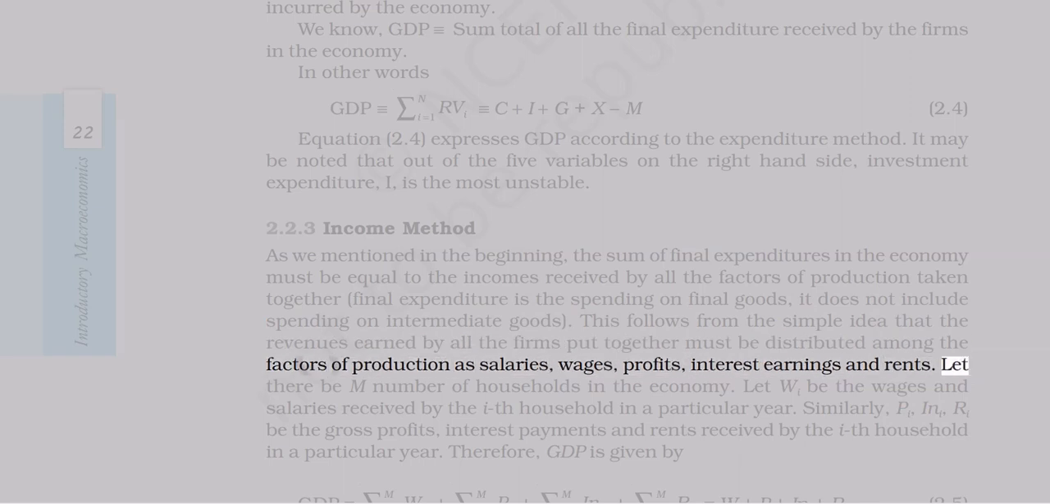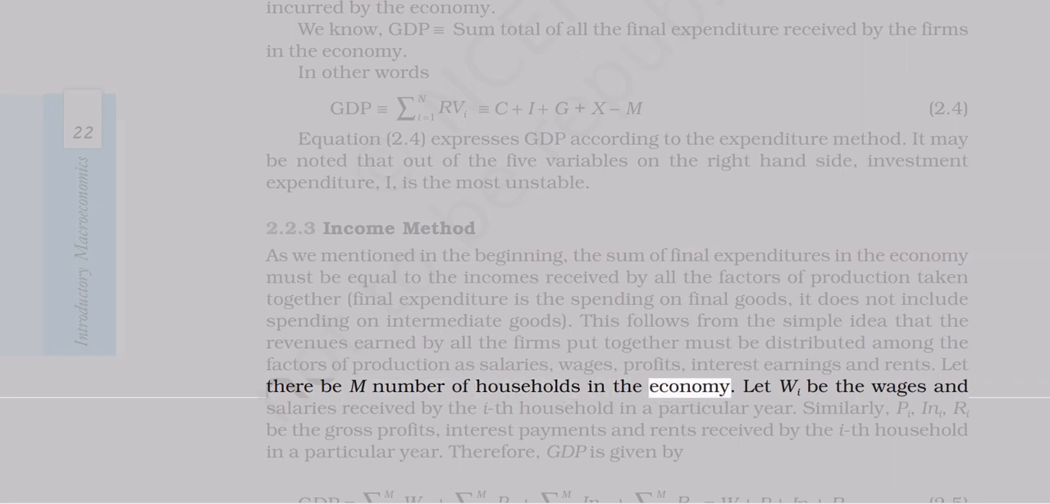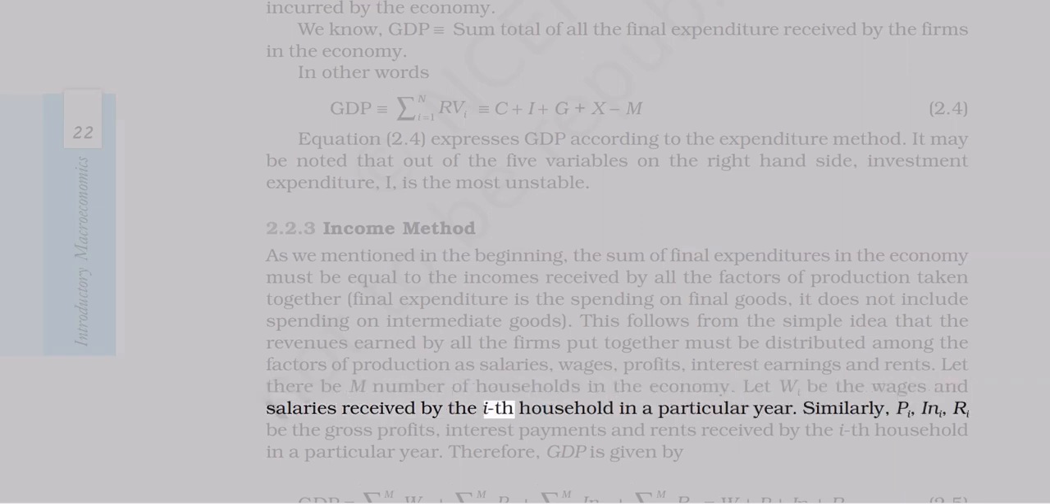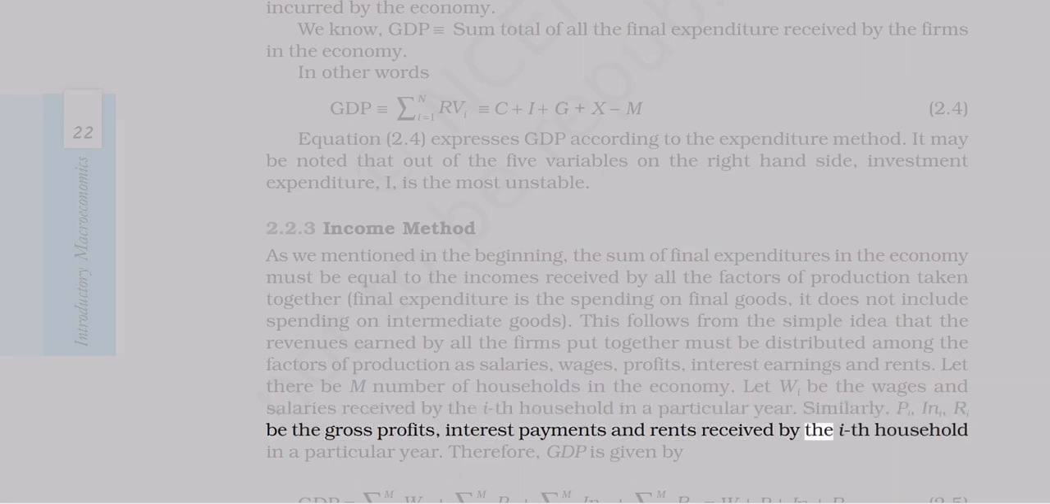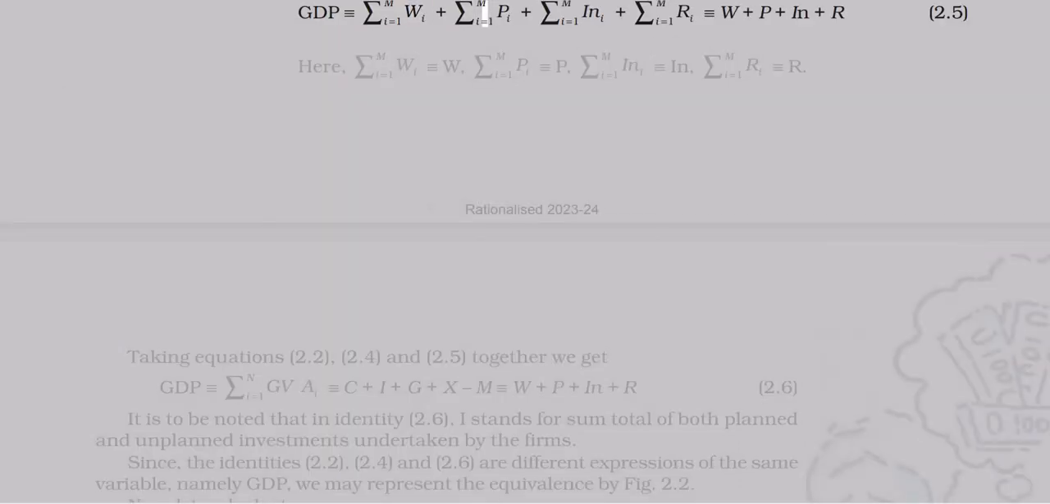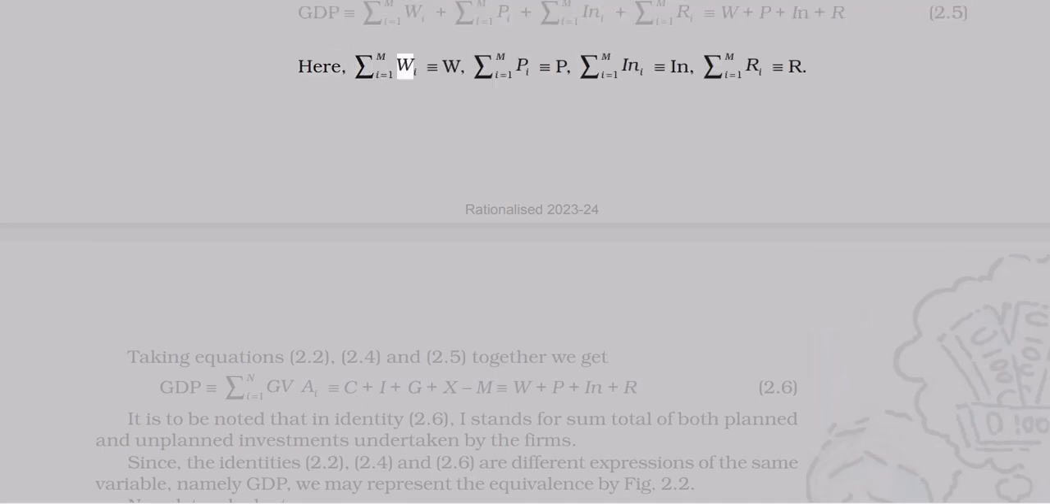Let there be m number of households in the economy. Let W_i be the wages and salaries received by the i-th household in a particular year. Similarly, P_i, I_i and R_i be the gross profits, interest payments and rents received by the i-th household in a particular year. Therefore, GDP is given by GDP = Σ W_i + Σ P_i + Σ I_i + Σ R_i = Σ (W + P + I + R) (2.5). Here Σ W_i, Σ P_i, Σ I_i and Σ R_i are the total wages, profits, interest and rents.